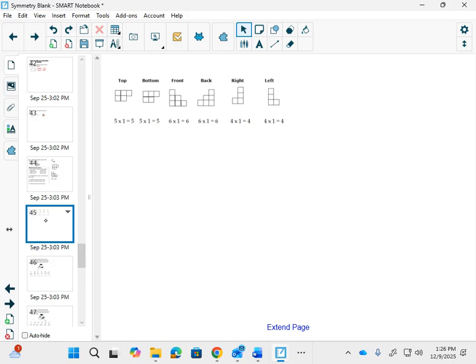Uh-oh. This isn't built right anymore. It's broken. If I wanted to paint the bottom, it would take 5 squares. The front would take another 6 squares to paint. The back would take another 6 squares. The right would take 4. The left would take 4.